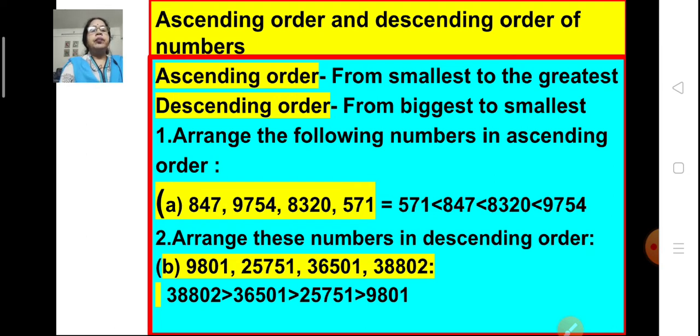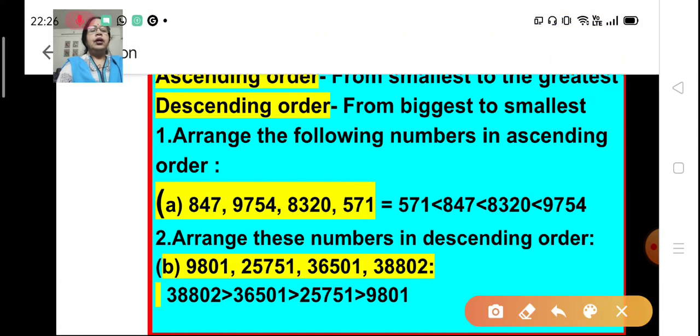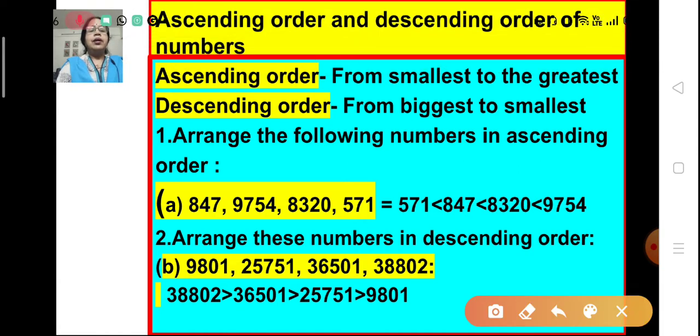So we have two examples here for ascending and descending order of numbers, how to arrange them. I think you all remember this one. This is very easy. So how do we arrange the numbers in ascending order? We have 4 numbers here. So in the first example, we have the numbers having different digits. 2 numbers are of 3 digits and 2 numbers are of 4 digits.